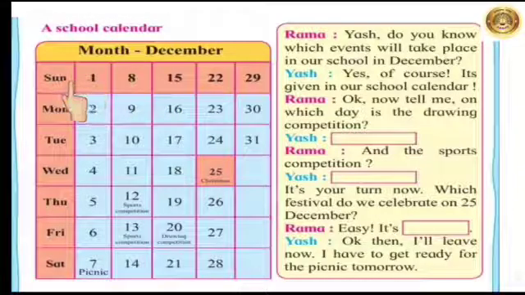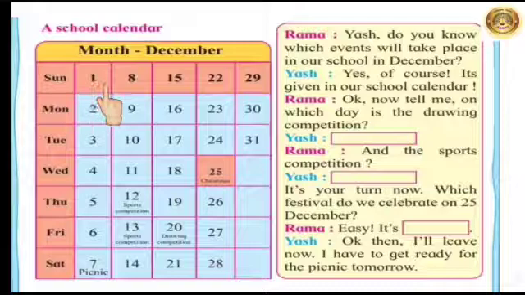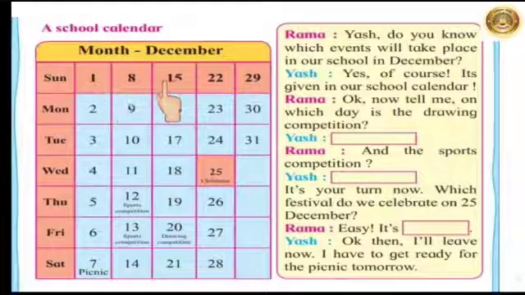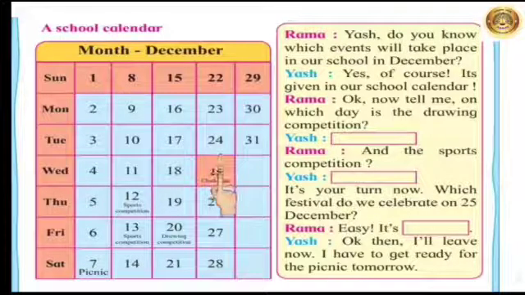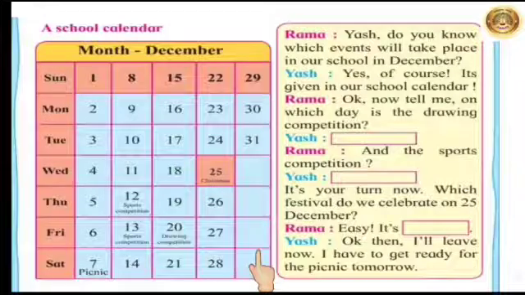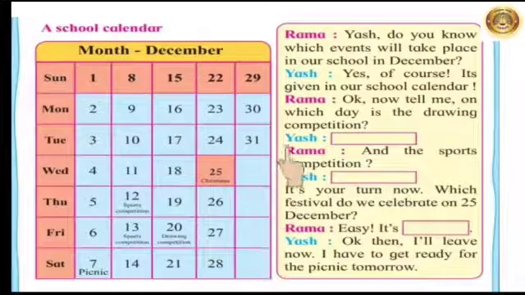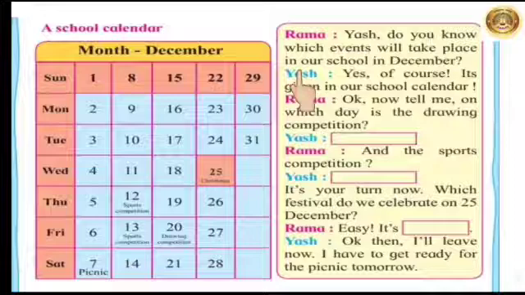Like this, they have given here the holidays. Sunday we have holiday, so they marked it with a different color, the orange color. Here also we have a holiday. Because of that, they have marked here with the orange color. Okay. Now we will read this conversation to understand this calendar.